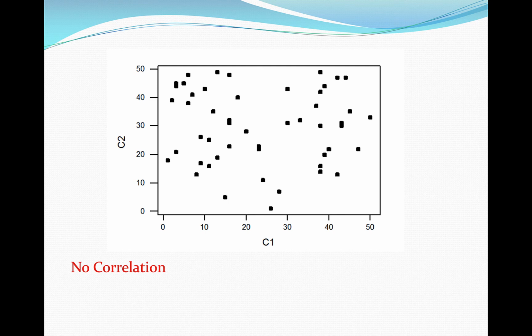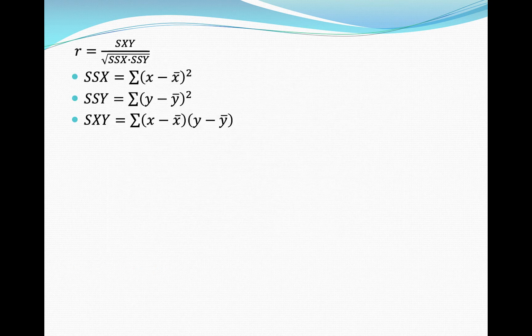The second way is we look at an R value. So let me first just show you the formula for R. The basic formula for R is based on some different sum of squareds. So we basically take the sum of the xy's and divide that by the square root of sum of squared x times the sum of squared y. So that's what those stand for.